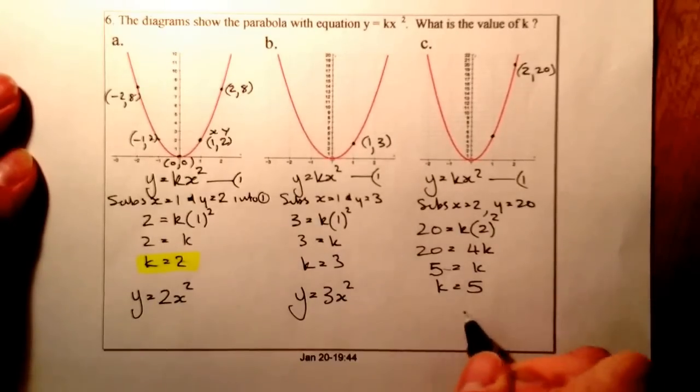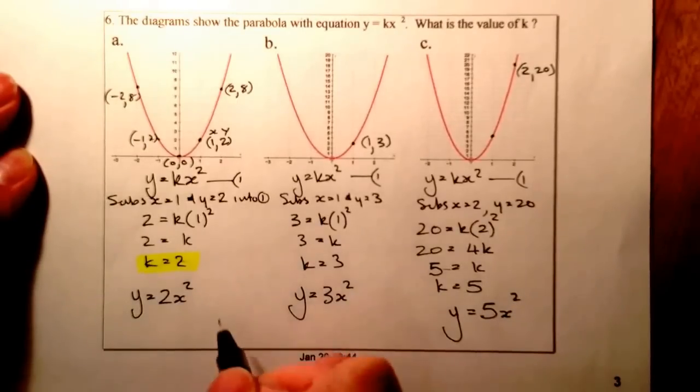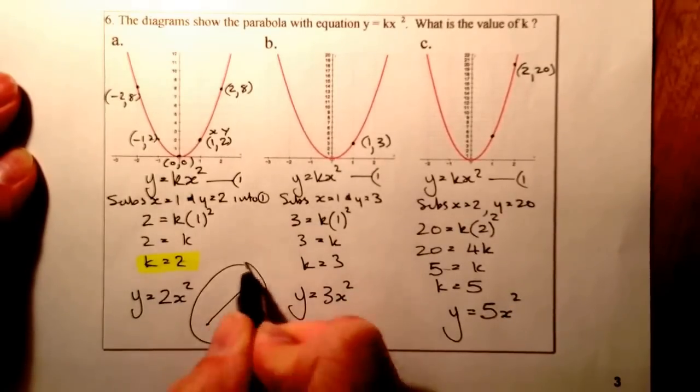Just one mark for this. The equation of this graph up above is y is equal to 5x squared. So remember this one here, just out of 1.